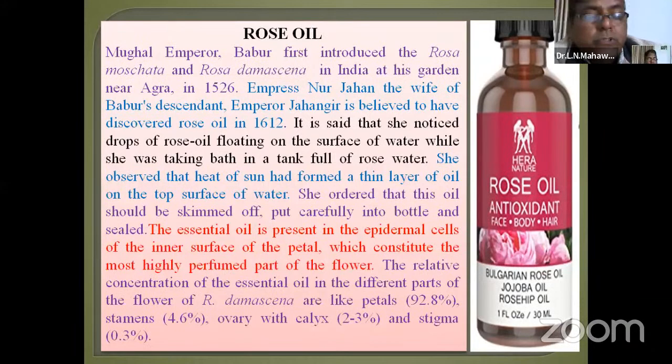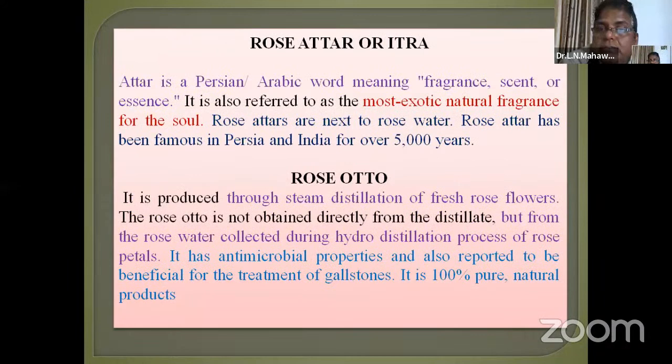Then rose itra or rose attar. Attar is a Persian or Arabic word meaning fragrance, scent or essence. It is also referred to as the most exotic natural fragrance for the soul. So rose attars are next to rose water, that is a second product, and rose attar has been famous in Persia and India for over 5000 years.